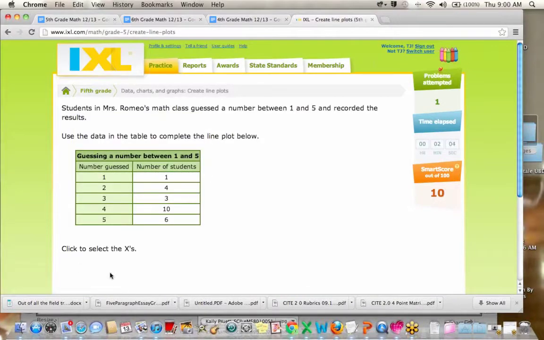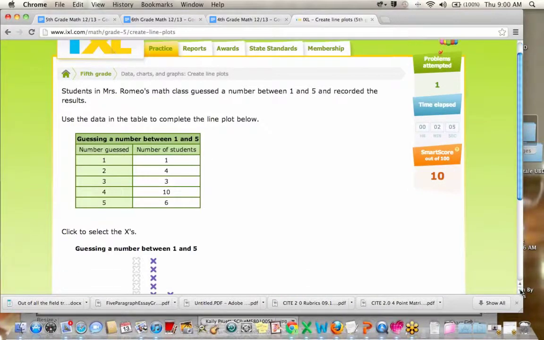Cool. All right, here we go. Students in Mrs. Romero's math class guessed a number between 1 and 5 and recorded the results. Use the data in the table to complete the line plot below. So here are the number of kids who guessed 1.